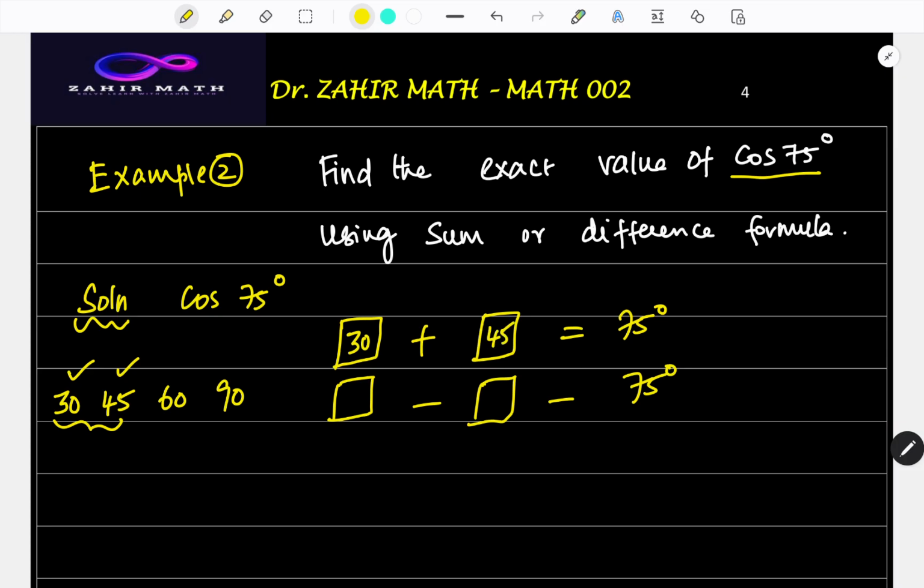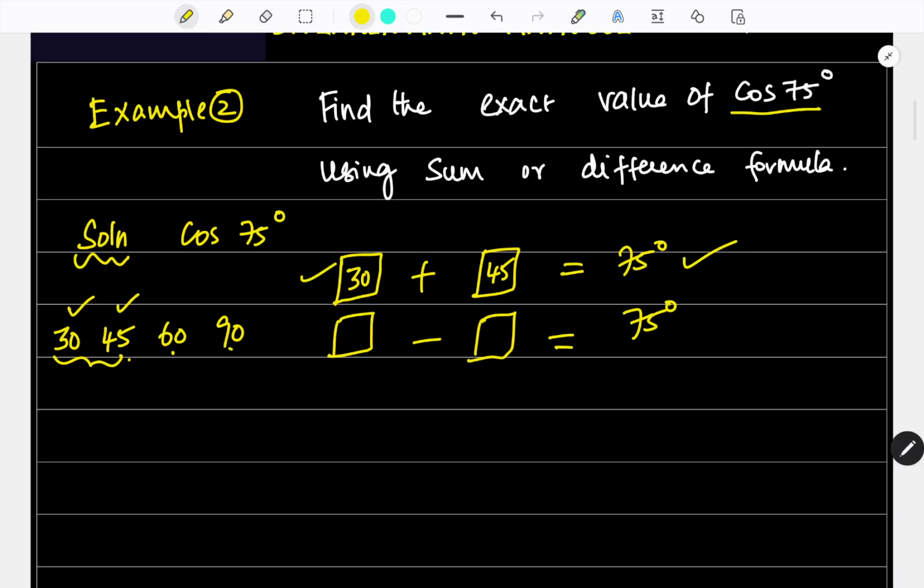Okay, teacher, I will get 75. Is there any other way? Yes, you have to think it out, right? So 75, 90 minus 60, no. 90 minus 45, no. So you're getting this one, right? Why think unnecessarily about minus? So it's finished. Therefore, cos 75 degrees is equal to cos of 30 plus 45 degrees. Using the formula, cosine 30 degrees, cosine, wait a minute, sorry.